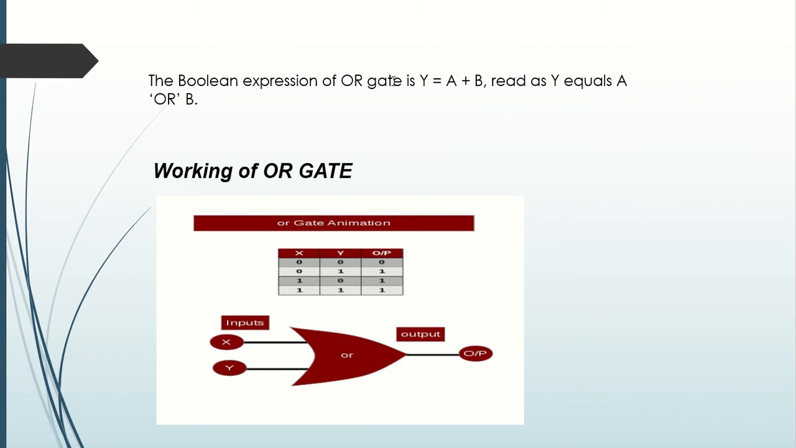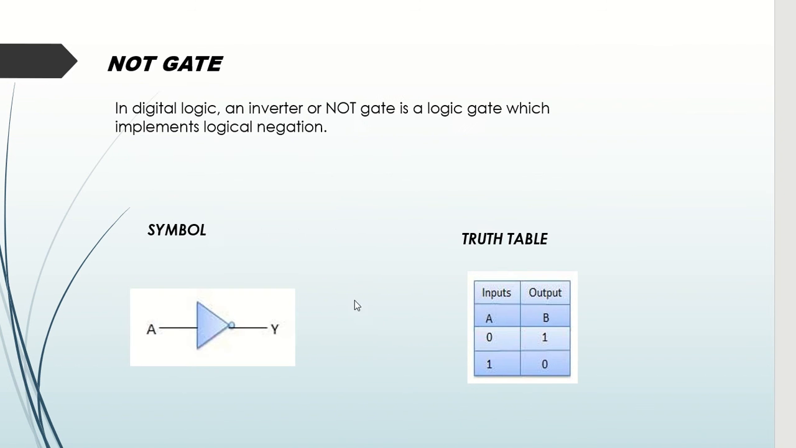The Boolean expression of OR gate is Y equal to A plus B, read as Y equal to A OR B. Working of OR gate is: 0 0 input, 0 output; 0 1 input, 1 output; 1 0 input, 1 output; 1 1 input, 1 output.